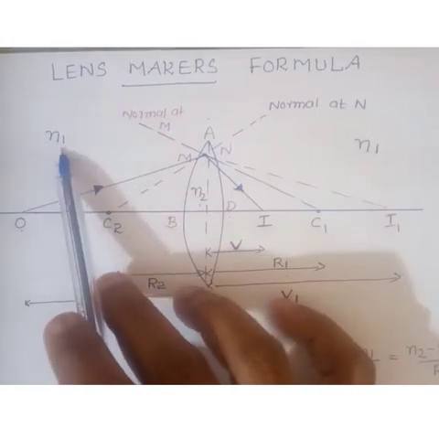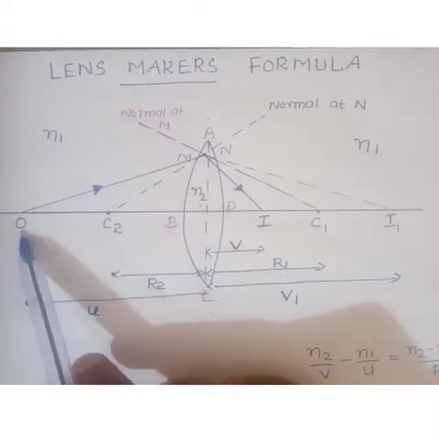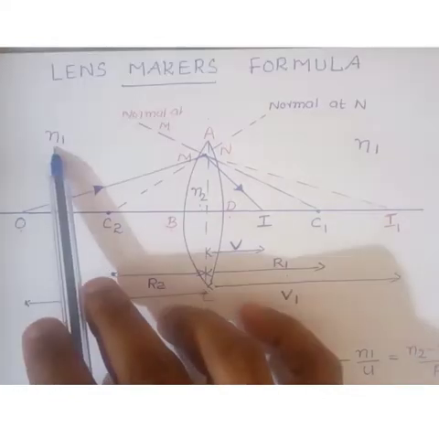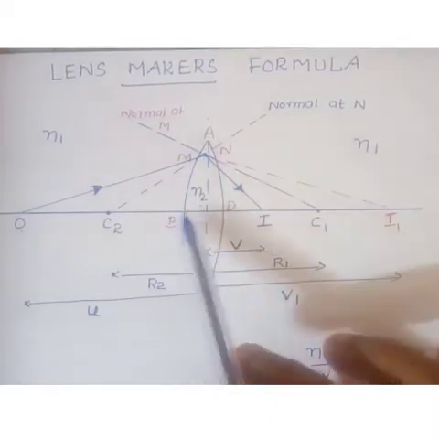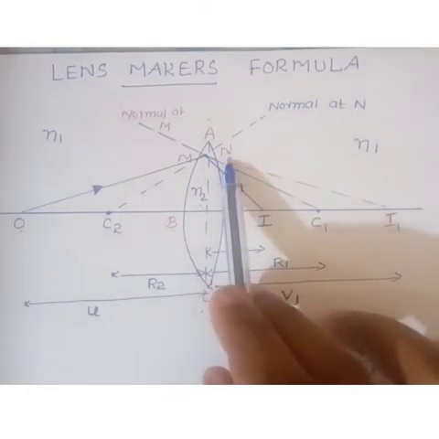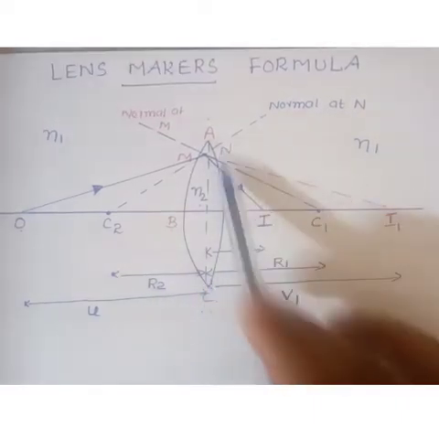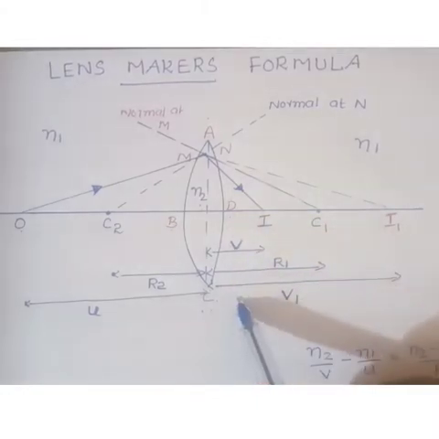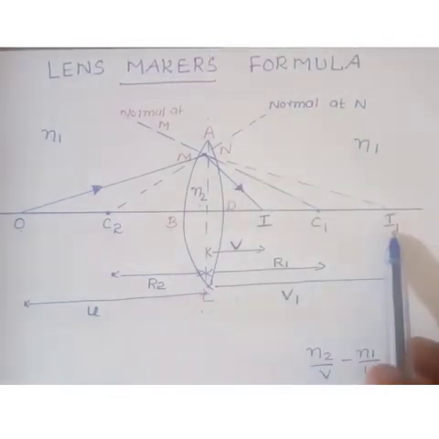Suppose a point object O is placed on the principal axis in the rarer medium of refractive index N1. The ray OM is incident on the first surface ABC. It is refracted along MN, bending towards the normal at the surface. If the second surface ADC were absent, the ray MN would have met the principal axis at I1.